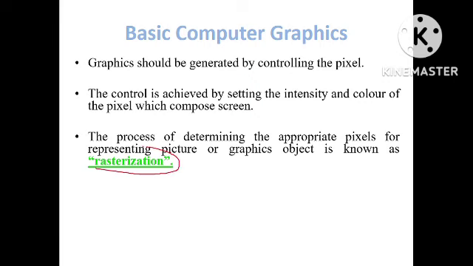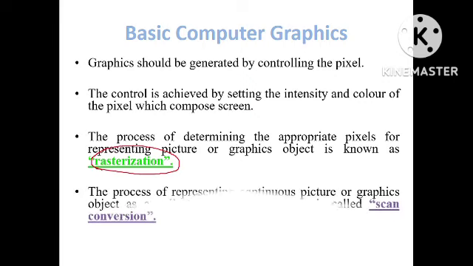Rasterization means representing any picture, whether an image or scenery. Any text or data can be represented as a picture, and this provides rasterization. The process of representing continuous pictures or graphics objects as a collection of discrete pixels is called scan conversion.